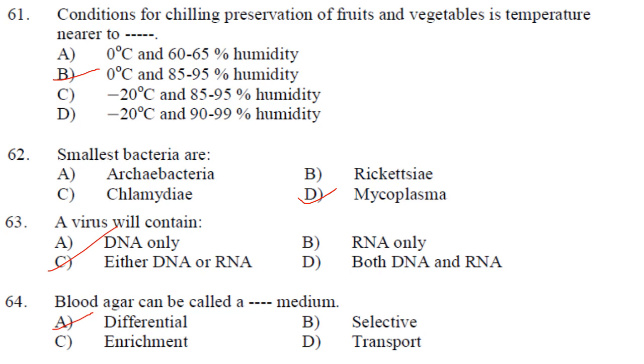Smallest bacteria, they are mycoplasmas. Answer is option D. A virus will contain... So virus can contain either DNA or RNA, not both. So answer is option C. Blood agar can be called a differential medium, and it allows to distinguish bacteria on the type of hemolysis produced. So the answer here is option A.